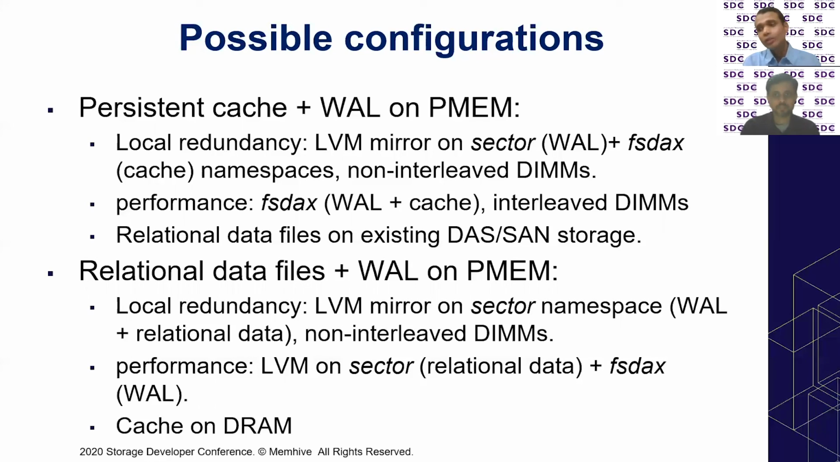The second configuration is where the entire DB can be placed in persistent memory. Again, we have a local redundancy mode in this configuration, which will use only sector mode namespaces, creating an LVM mirror to store the write-ahead log and the relational data files. A performance mode where the relational data files are stored on sector mode namespaces, while the write-ahead log will be stored on a FSDAX namespace. In this configuration, the shared buffer cache is unchanged and will remain on DRAM.